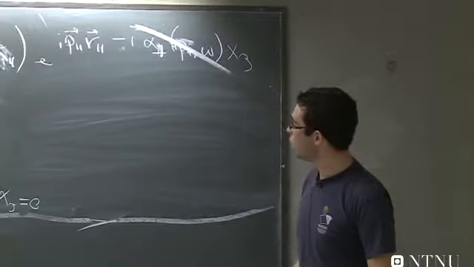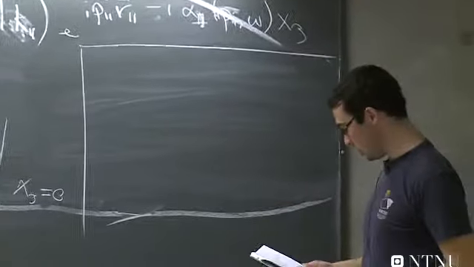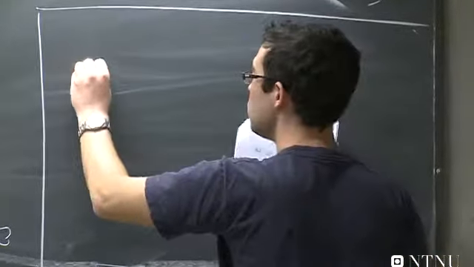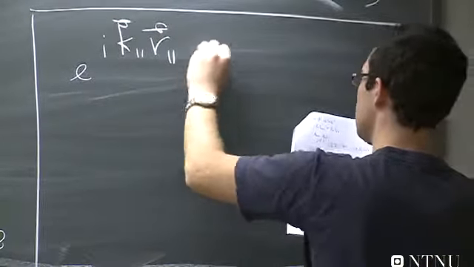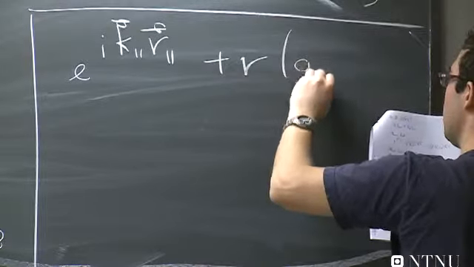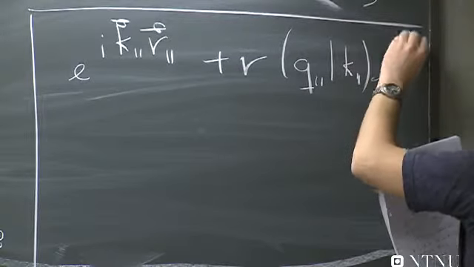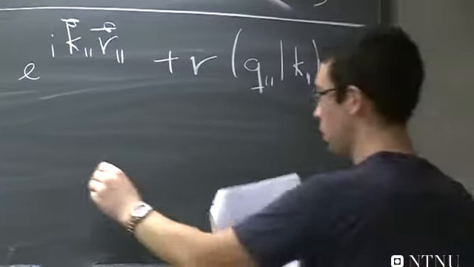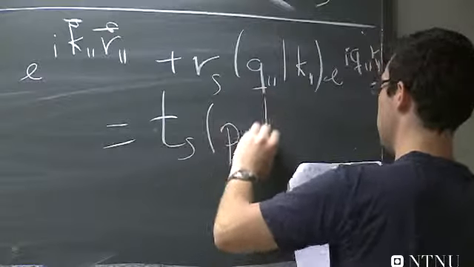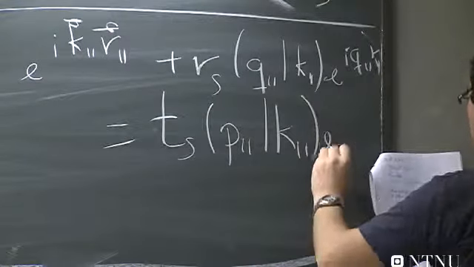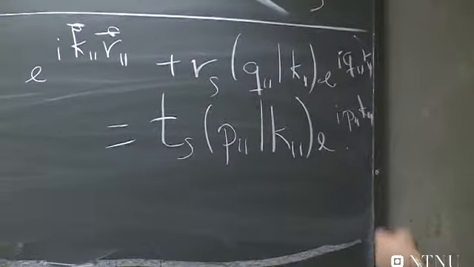Makes sense. And now this reduces to the more compact boundary condition: e to the i k parallel r parallel, plus r q parallel k parallel e to the i q parallel r parallel, I hope you get the point anyway, is equal to t p parallel k parallel e to the i p parallel r parallel. Sorry about the small writing, but you get the point.